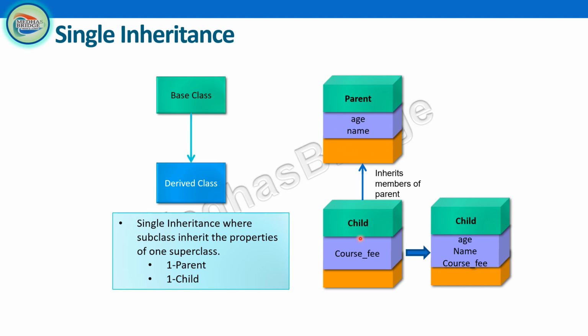So how would you see it now? After inheritance, we can see the child class has three attributes: age, name, and course fee. Before inheritance, we have one attribute. After inheritance, we have three attributes, a combination of parent and child.